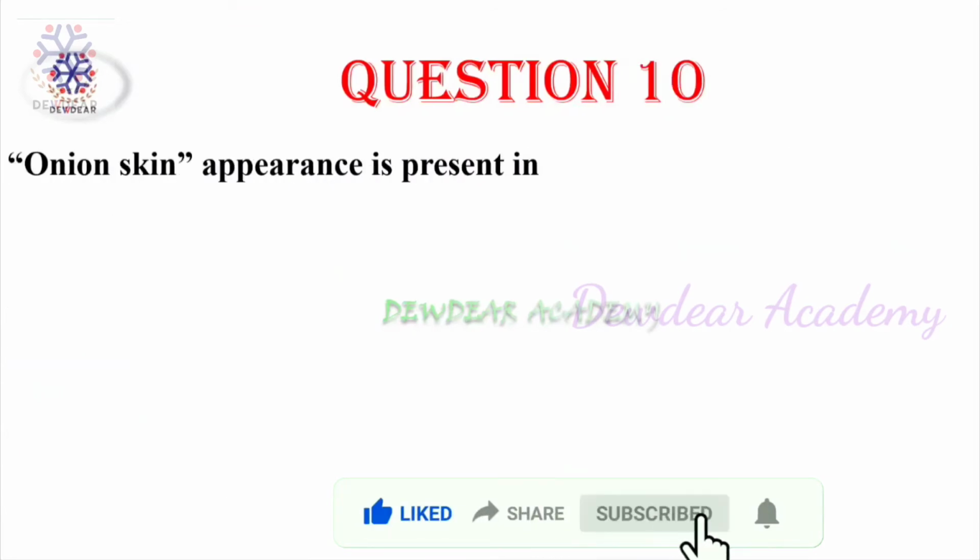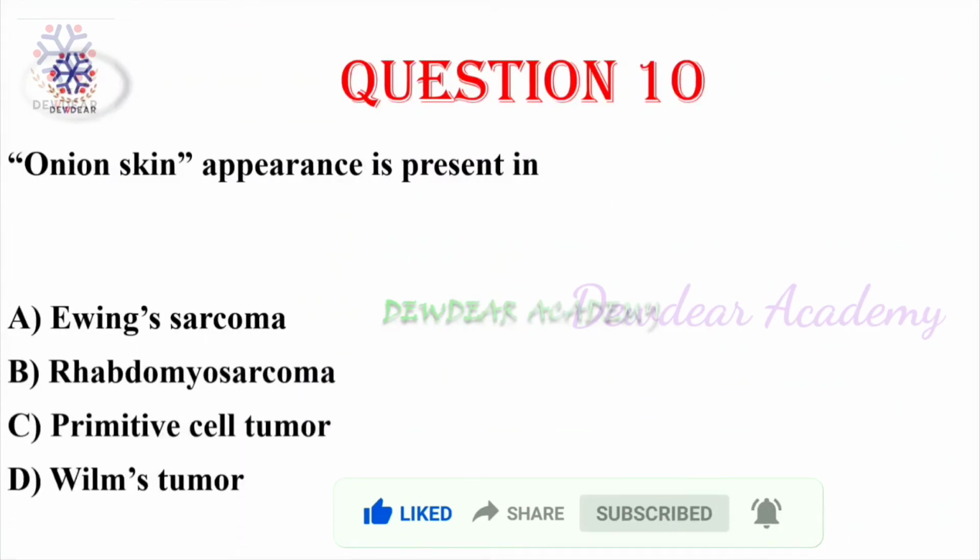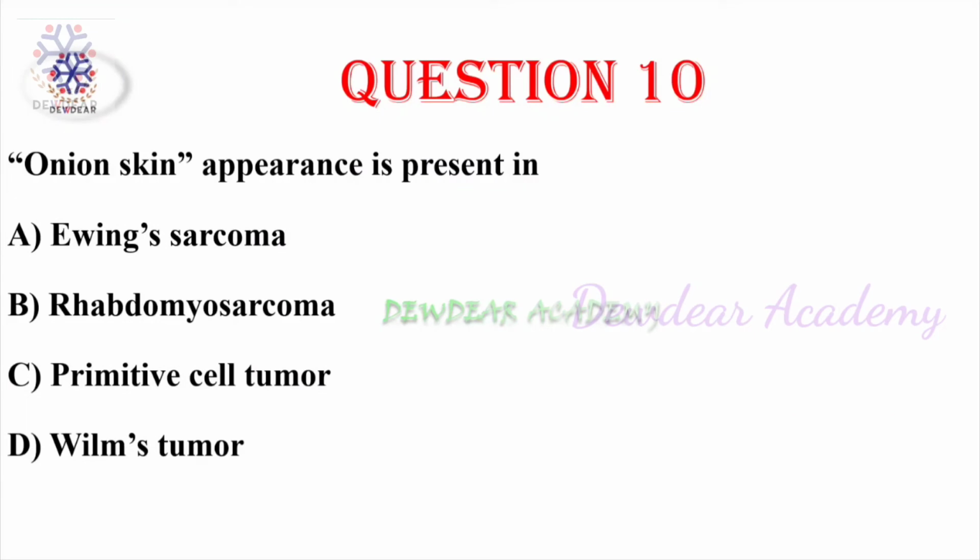Then question number 10. Onion skin appearance is present in. Options: Ewing's sarcoma, rhabdomyosarcoma, primitive cell tumor, Wilms tumor. Correct answer is Ewing's sarcoma. Tumors of Ewing's sarcoma are characterized by onion skin appearance, and it is a cancer that most often occurs in and around bones. So the correct answer is option A.